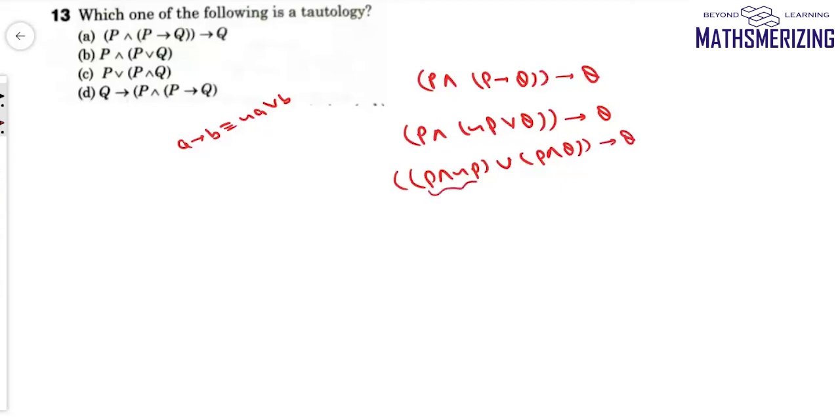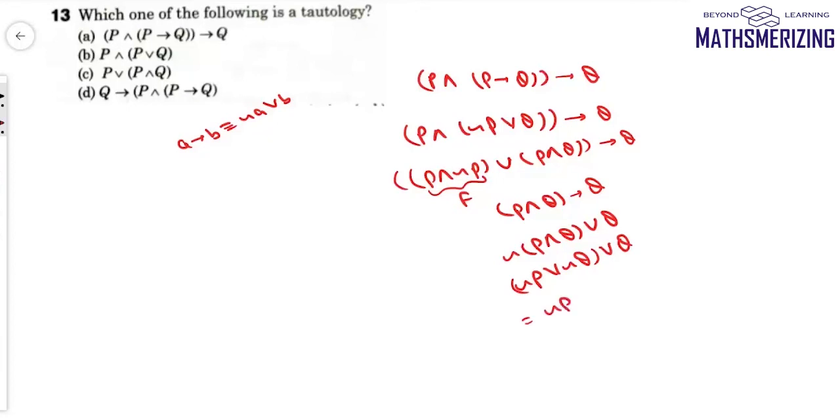Now what is P and not P? P and not P is false, and false or P is simply P. So I can write it as P and Q implies Q. Now again I can write not P and Q or Q. So this is not P or not Q or Q.